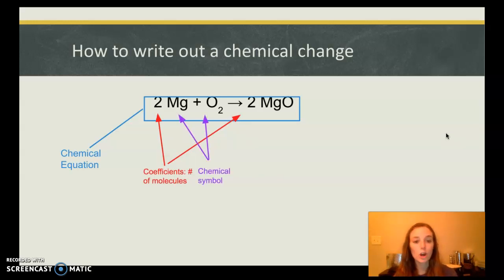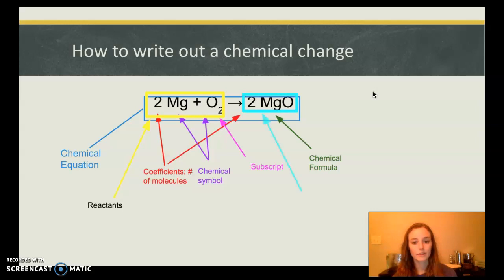The Mg, or the O, is the chemical symbol. The subscript right here, 2, will represent how many atoms of, in this case, oxygen in the molecule there are. These are things that you already know, that we've already talked through. And then MgO would be the chemical formula, which you also have practice writing. That whole thing on the left side of the arrow is called the reactants. And then everything on the right side is called the products. And that arrow there stands for yields. So pause the video and label each of these parts.